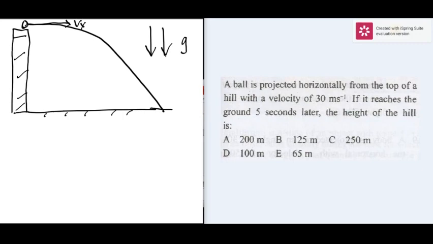And that's initial velocity is given as 30 meters per second. If it reaches the ground 5 seconds later, that's t, 5 seconds later, the height of the hill, consider this is the height, that's the hill, the height here.